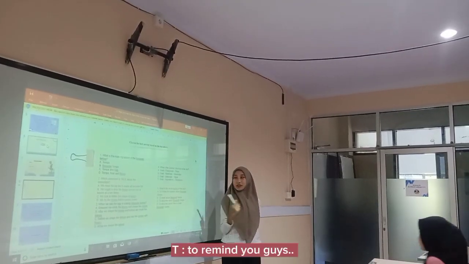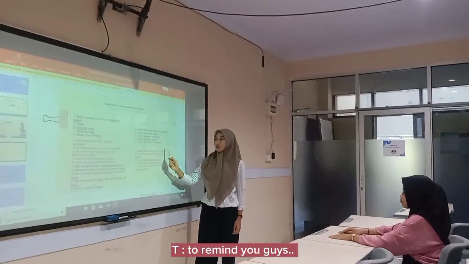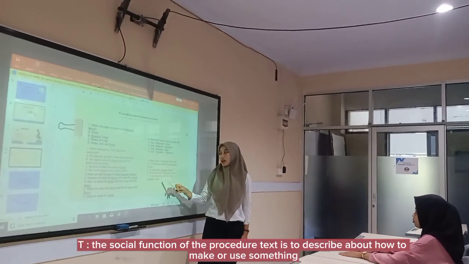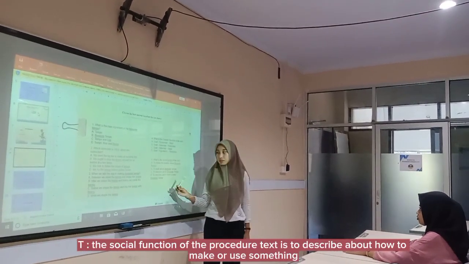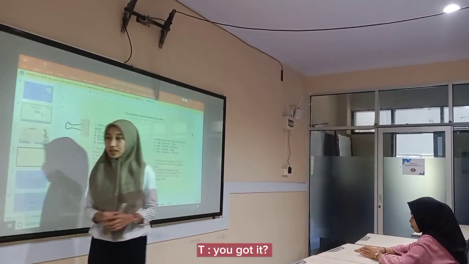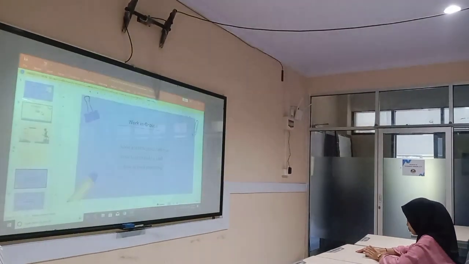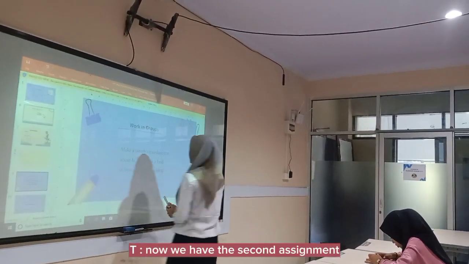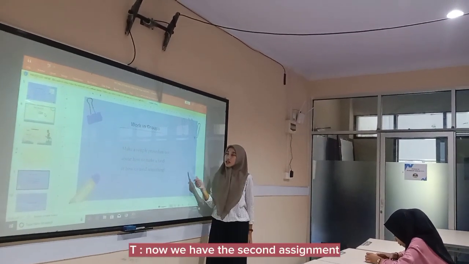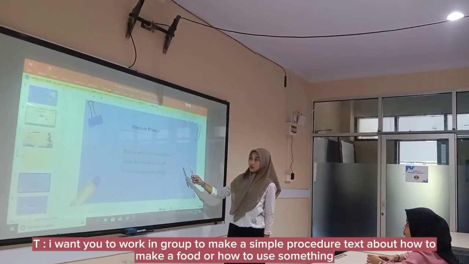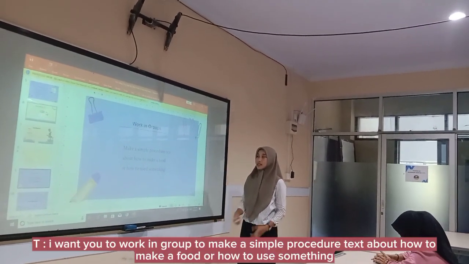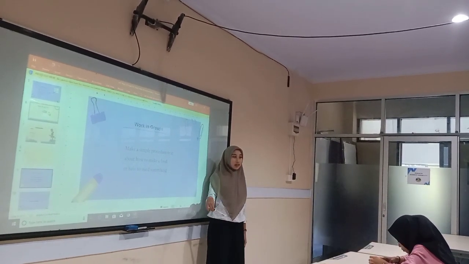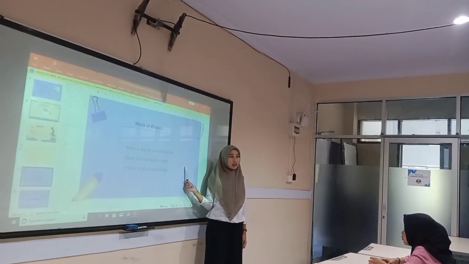And I want to remind you guys that the main social function of procedure text is to describe how to make or use something. Okay? Yes, ma'am. You got it? Yes, ma'am. Okay. Now we come to the second task. I want you to work in groups to make a simple procedure text about how to make a food or how to use something. Is it clear? Yes, ma'am.